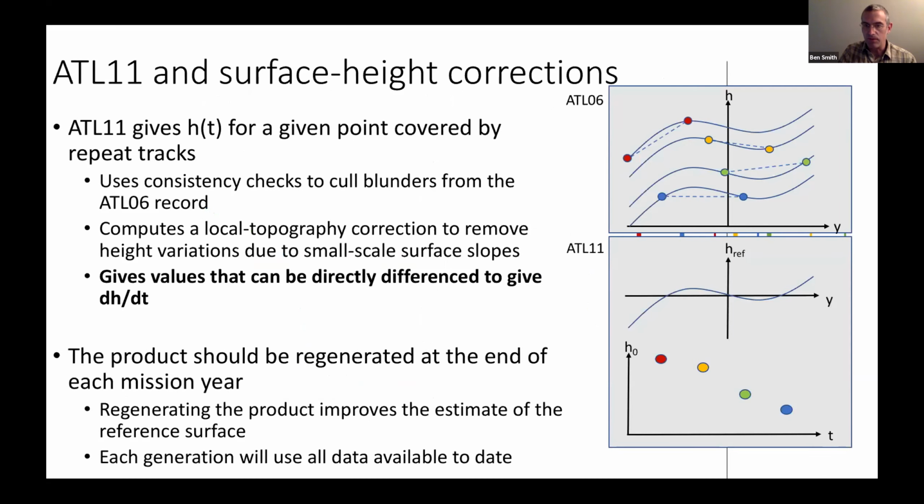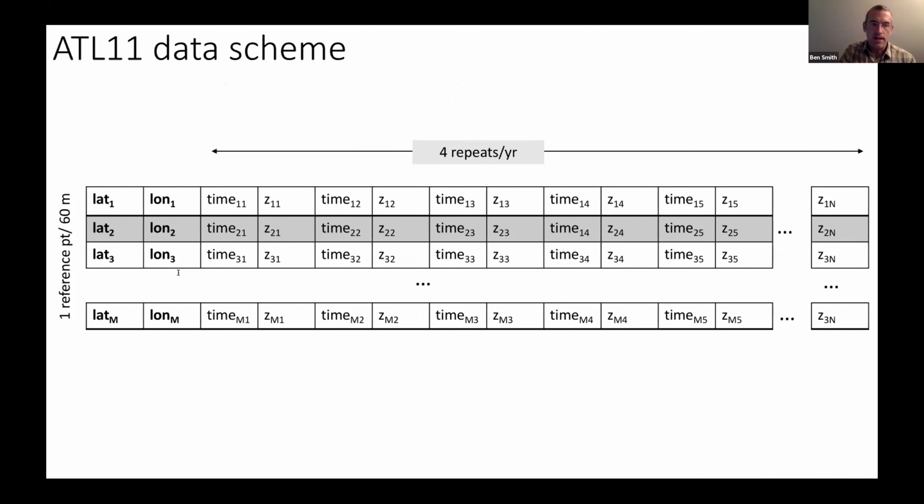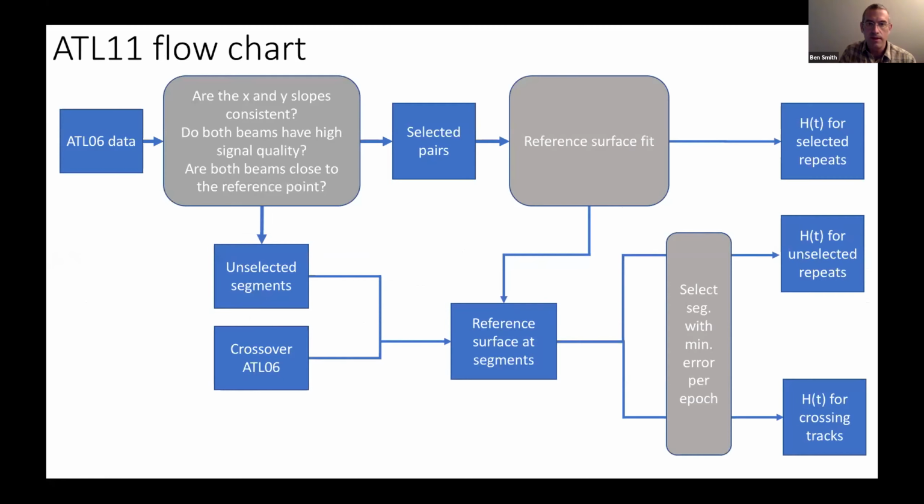ATL11 takes the multiple repeat tracks, infers a consistent surface that corrects the elevation from those tracks back to a reference location. And then it gives you, for a series of reference points, the time and the elevation, as well as the location of the reference point. So we'll get eventually 4.4 repeats per year out of ATL11.